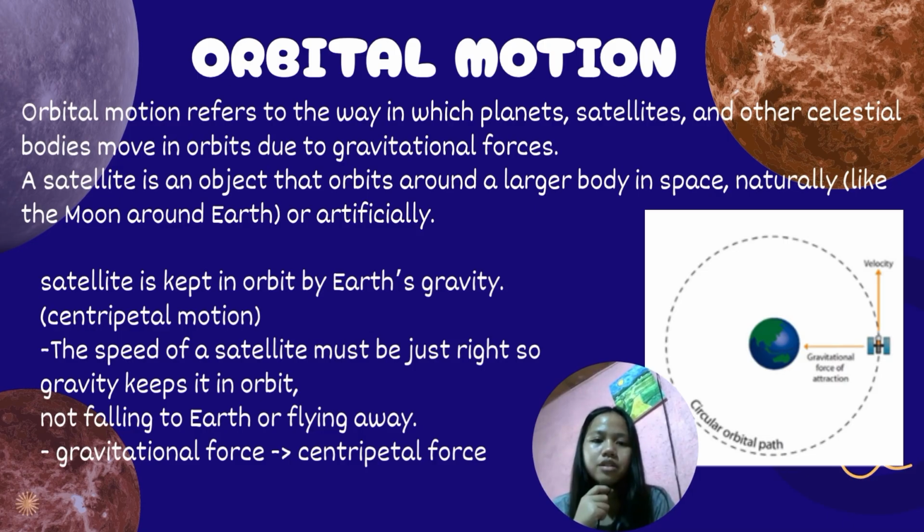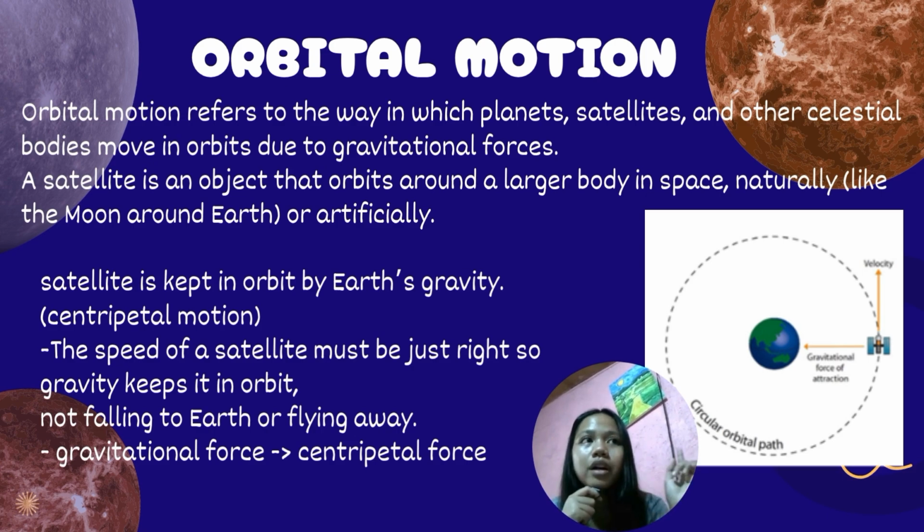So now let's proceed to the orbital motion. That is defined as how objects like planets or satellites move in a circular or elliptical path because of gravity. The best example for this is the moon that orbits the Earth. So that's natural. And we also have the artificial satellites that are man-made. So how does this happen?